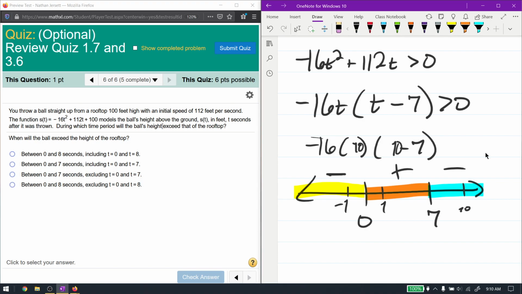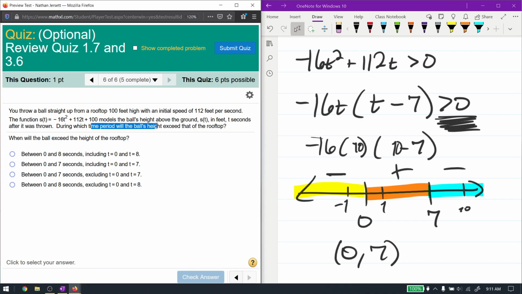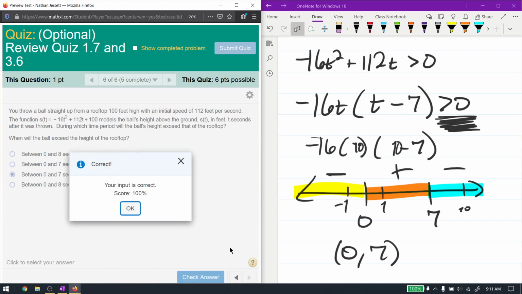We're looking for when is it greater than? That's when it's positive, and that's only during the period of 0 to 7. So between 0 and 7, and we do not include the endpoints. That's because it said during which period will the ball's height exceed that of the rooftop. If we included the endpoints, that's when the ball's height exceeds or is the same as the height of the rooftop. So between 0 and 7, excluding those, and that's correct.